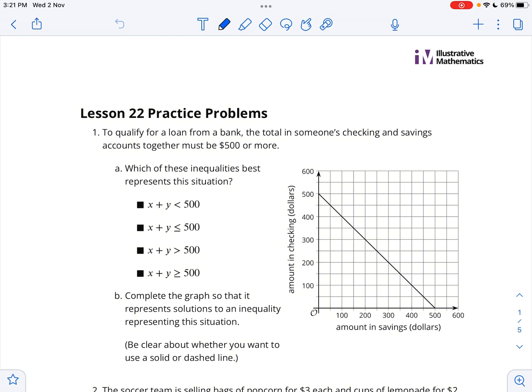So on this one, the key here is it has to be $500 or more. So that means it could be 500 or it could be more than that. And so that is automatically going to eliminate the ones that are just less than and greater than, because it can be exactly $500. So the choice is going to be the last one, because the X and the Y represent the checkings and the savings. And when I add those together, they have to be greater than or equal to 500.